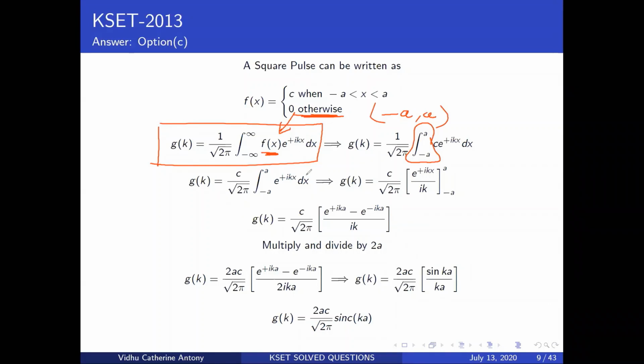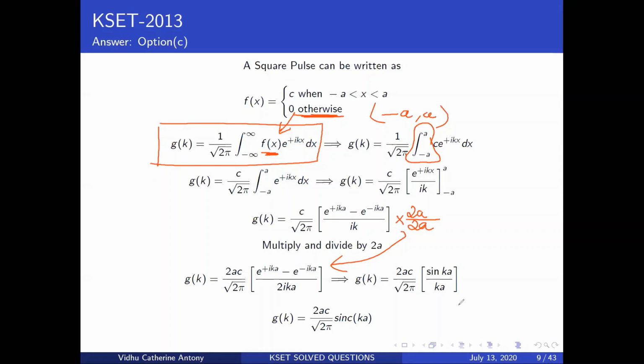So you can pull out your c because it's a constant. What do you get here? You get c divided by root of 2 pi, and then you get e to the power of plus ikx divided by ik from minus a to a. You substitute the limits of the integral, and then you multiply and divide by 2a. And why do I do that? I want to get it in a particular form. Okay, I multiply and divide by 2a, and then I end up getting this.